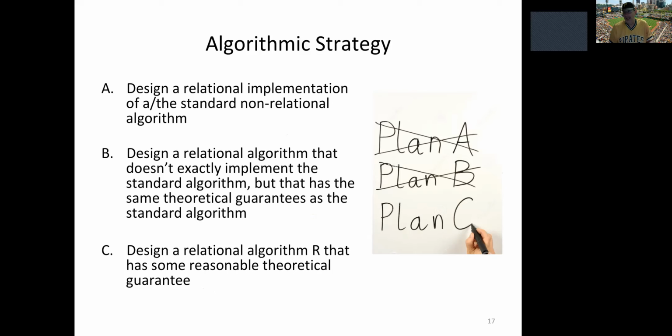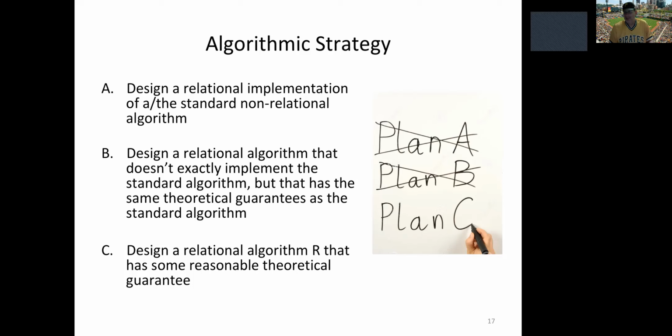All right. So plan A is just look at a standard algorithm and see if we can find a relational implementation of the standard algorithm. Okay. A relational implementation means you have an algorithm that's a relational algorithm and it produces exactly the same output as the standard algorithm. All right. So if you're producing exactly the same output as the standard algorithm, then you've lost nothing by requiring that your algorithm accept input in relational form. Right? Sometimes this isn't possible.